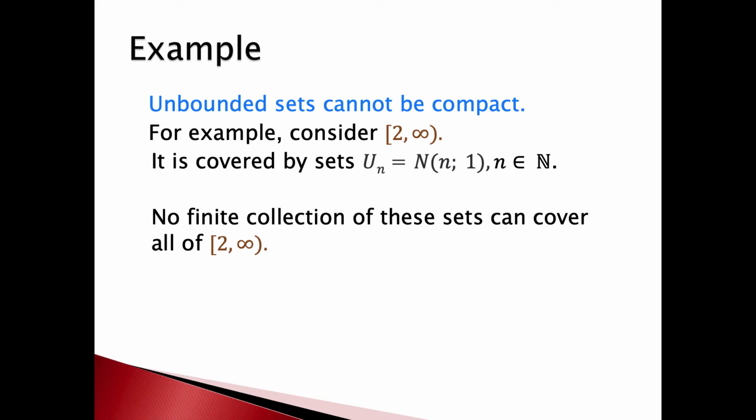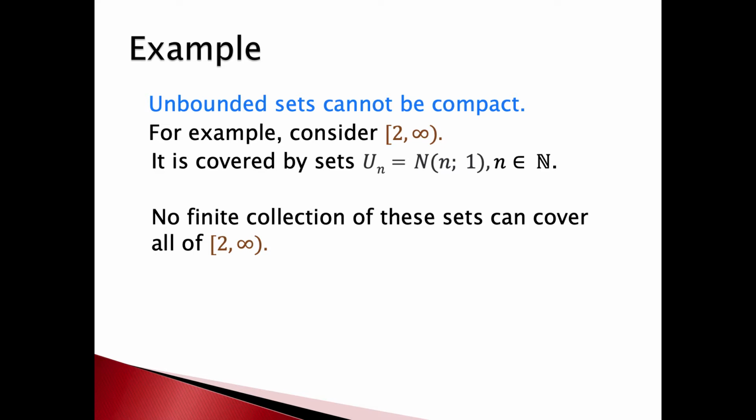Because if I only had finitely many of them, suppose there were only 100 of them, well, it doesn't matter how large the n is. There would have to be a maximum of them. If there's only finitely many of them, it can only go so far. It couldn't reach all the way out to infinity.